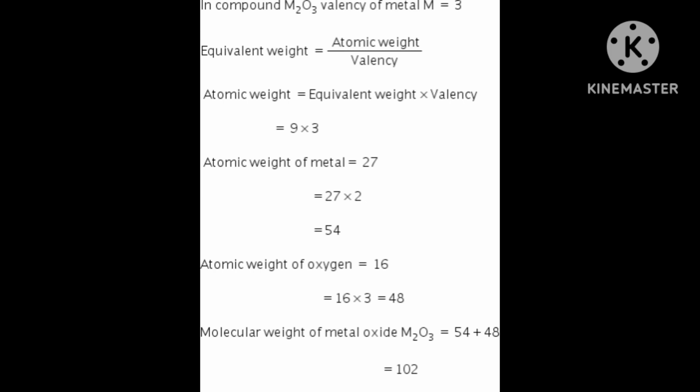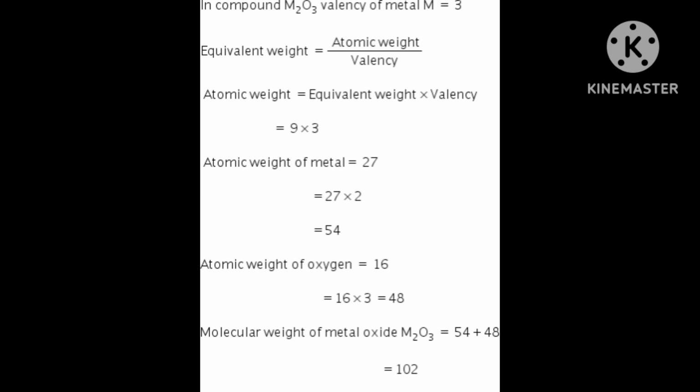Now the next method is the electrolytic method. The electrolytic method is based on Faraday's law of electrolysis. Here you should remember, this is very, very important. All are actually important. Numericals are asked based on all these methods. Then what is the electrolytic method? This is actually based on Faraday's law of electrolysis.